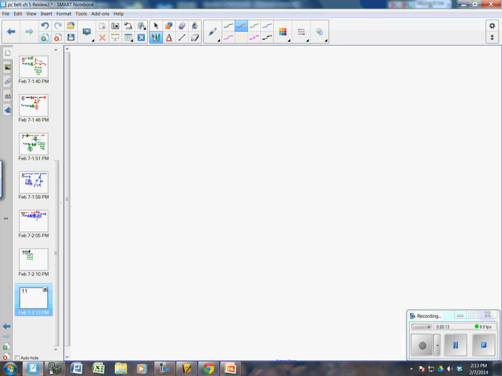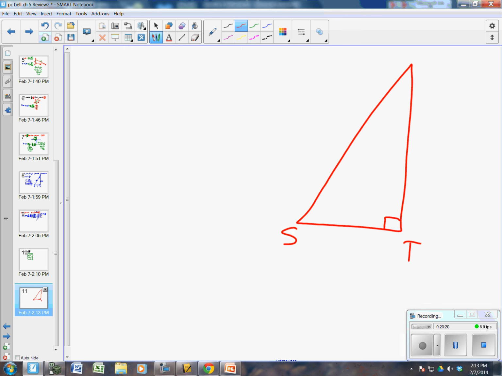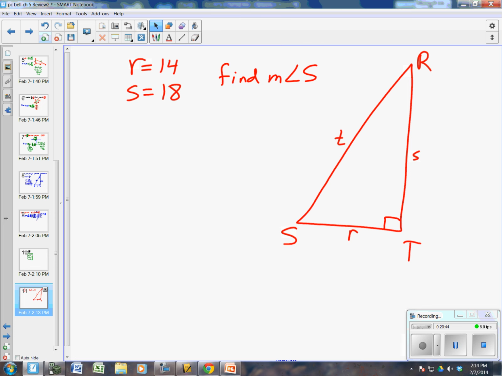Okay, next one. Given this triangle right here, this is S, this is T, this is R, this is little t, little s, little r. You're given r equals 14, little s equals 18. I want you guys to find the measure of angle S. Okay? Find the measure of angle S. Go.